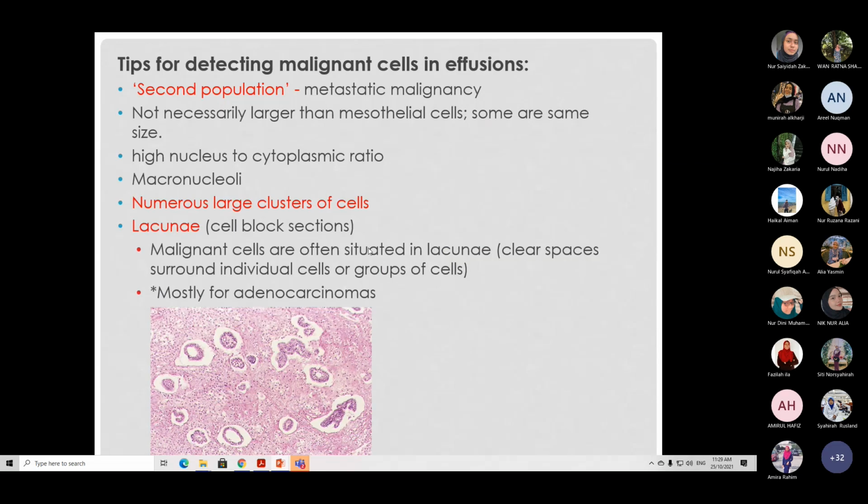And one more, if you perform a cell block, this is the cells just now that have been pulled into filter paper, and you do a normal histology section. You will see the cells are often situated in lacunae. This space here is the lacuna. The cell inside here is the malignant cell, mostly for adenocarcinoma, for example lung adenocarcinoma.